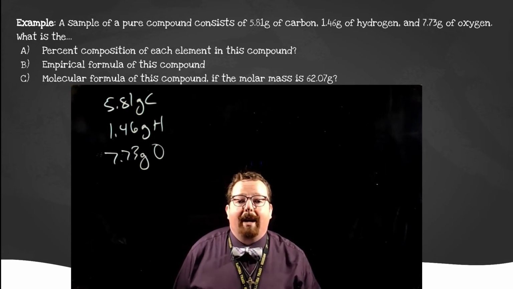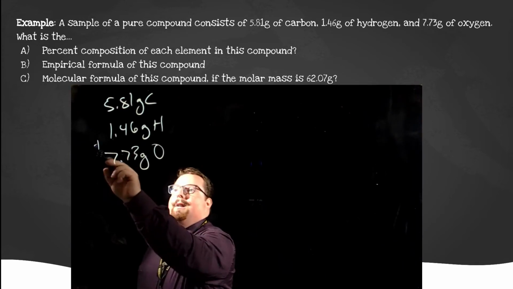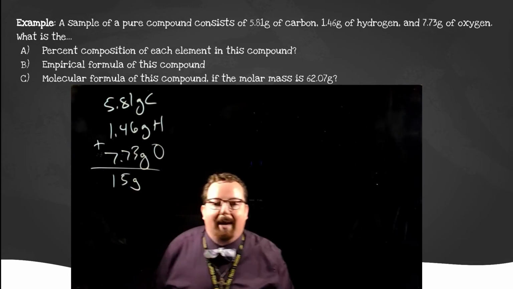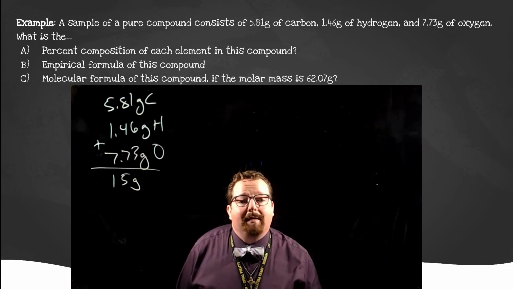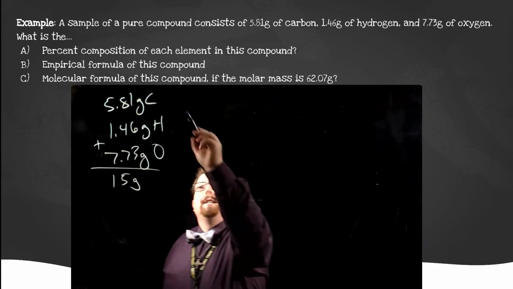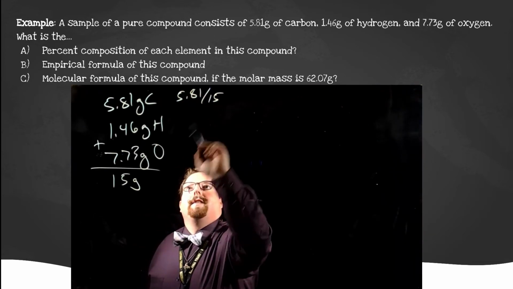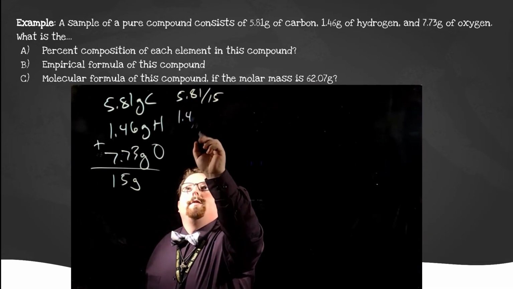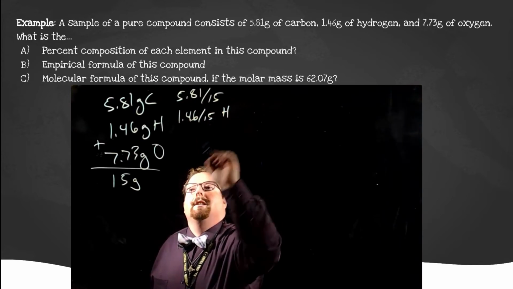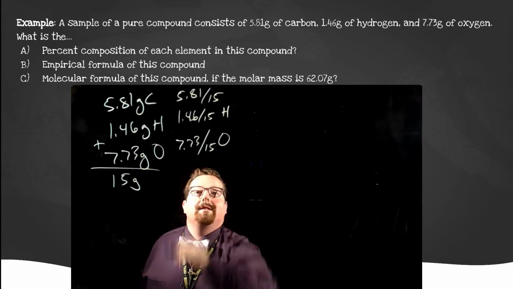To do this, you'd have to find the total mass by adding up all the masses you're given. If you add these up, you should get 15 grams for your total mass. Then you divide each individual mass by the total. This gives us 5.81 divided by 15 for carbon, 1.46 divided by 15 for hydrogen, and 7.73 divided by 15 for oxygen.